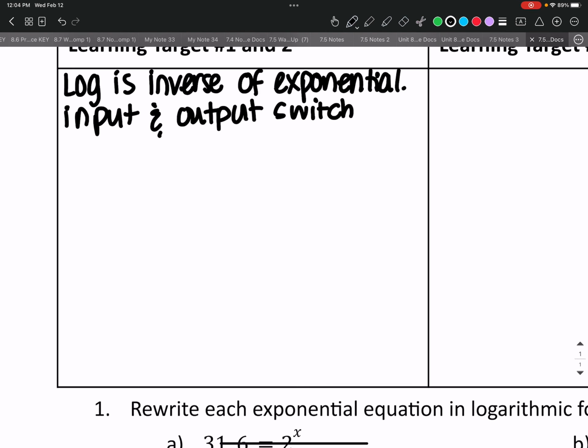In an exponential function, we have some base raised to an exponent is equal to some answer. This would be an exponential equation or exponential form. So this would be my exponential form.